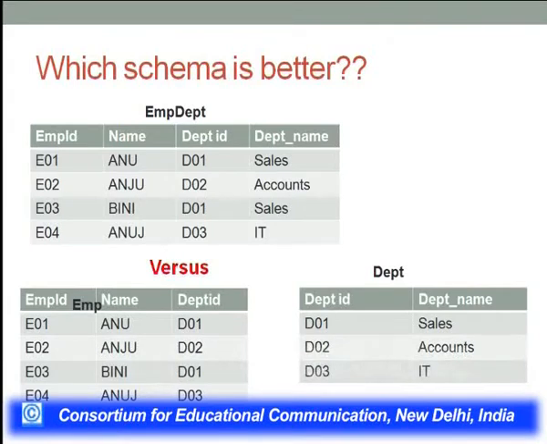Now, it is very clear on first look itself that the second schema which describes it as two relations is better than the first one. Why is it so? Because of two reasons. First, in the first schema which clubs the data of the employee and department, it is actually joining two non-related data items. And second, this relation schema may lead to redundant data.